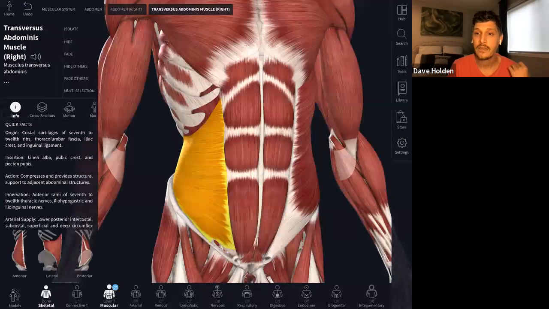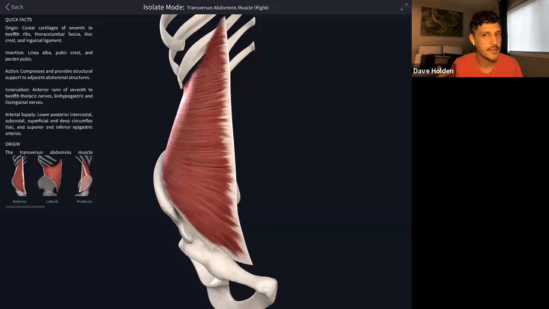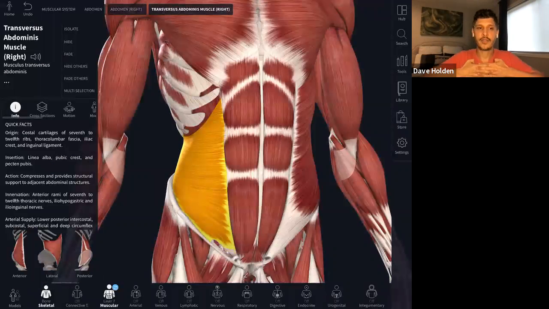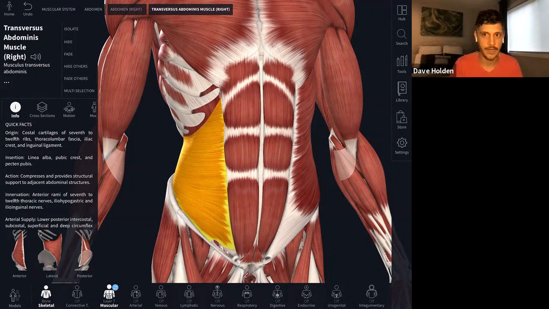This is the deepest muscle. Its only action, because remember, it's not attached to any other joints, is that when it contracts, it compresses the abdominal contents. It also will contract just to provide structural support. So it's a fixator, if you will. But remember, fixating is not an action, right? It's not a movement that we're talking about.